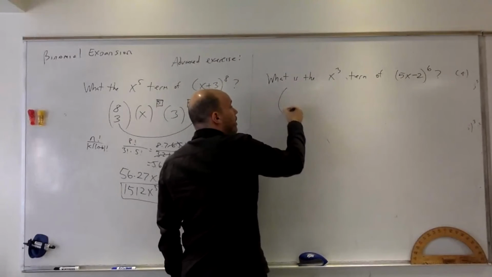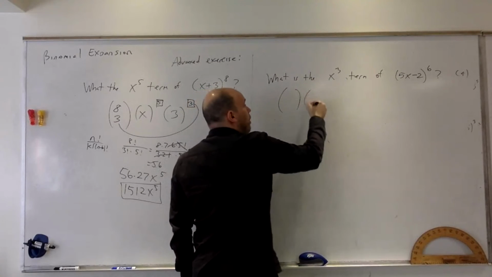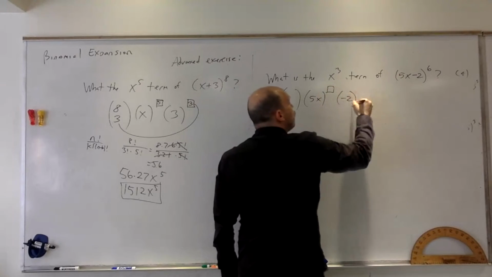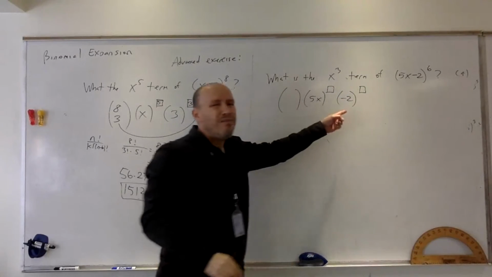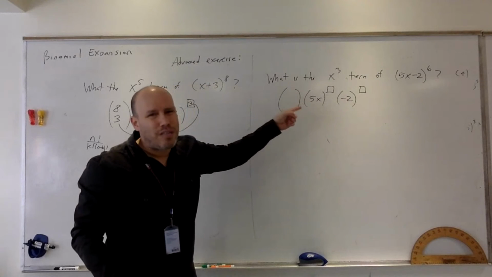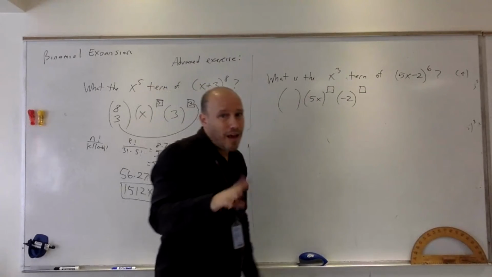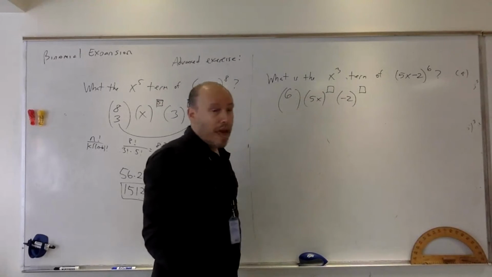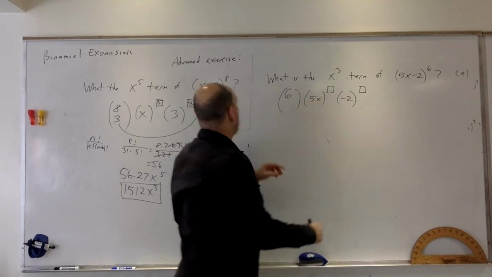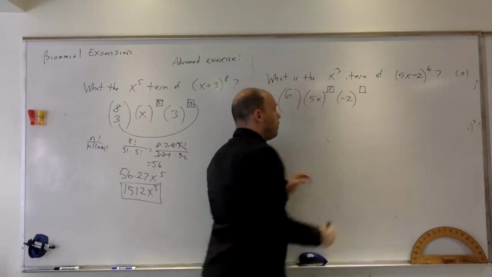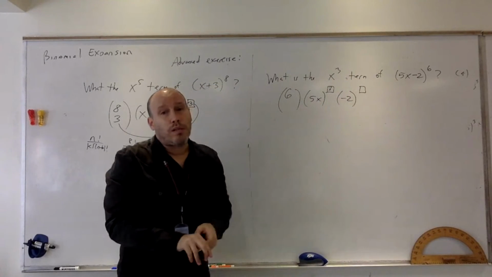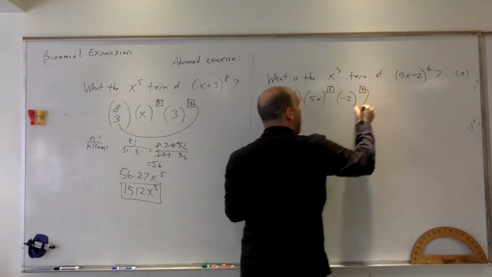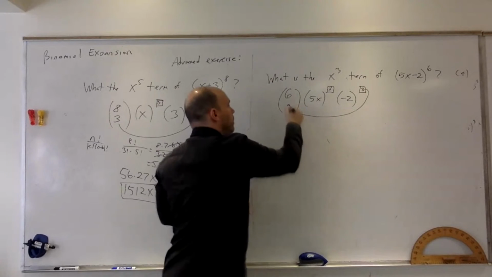Okay, well I know every term is something choose something, 5x to the something, negative 2 to the something. This is just driving you crazy, those negatives, but whatever, that's IB. Well, I know it's to the 6th power, and I know that 5x I want to raise to the 3rd power. Therefore, what is the power of negative 2? We know it's 3, and we know that ends up in here.